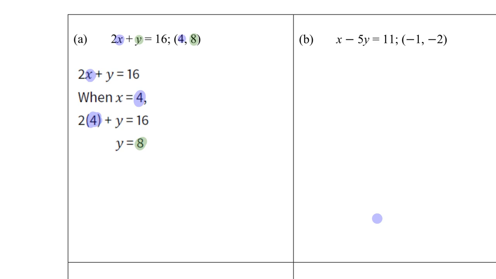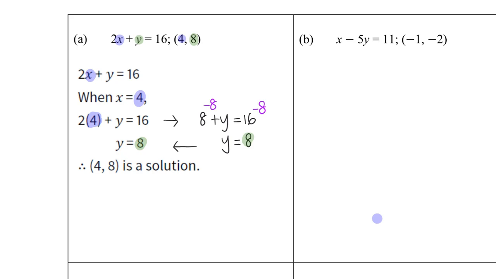In case you don't understand this particular part, the missing step is actually, I'm going to write it at the side here. So I will have 2 times 4 is 8 plus y equals 16. And therefore my y will be equal to, I will have to minus 8 on both sides of the equation. And that will give me 8, which is here. And so I'm going to compare: when x is 4 and I substitute into this equation, it does give me back my 8. And therefore, we can now safely conclude the ordered pair 4, 8 is a solution of this particular equation.